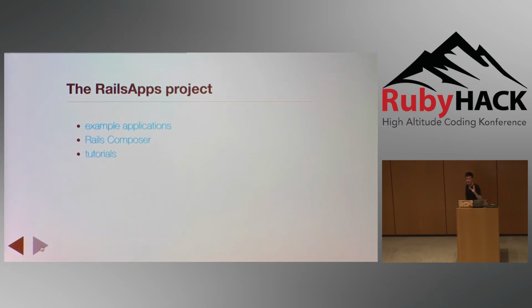So that's the Rails Apps project. It's example applications. There's a dozen of them, and the idea is that they're reference implementations that we can keep up to date. There's Rails Composer that generates these starter applications.